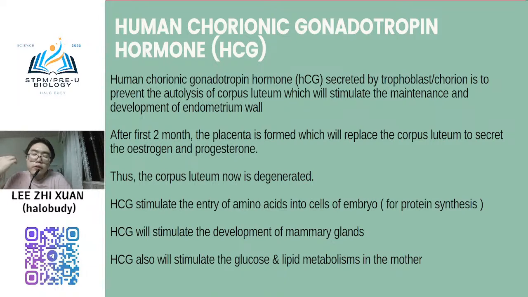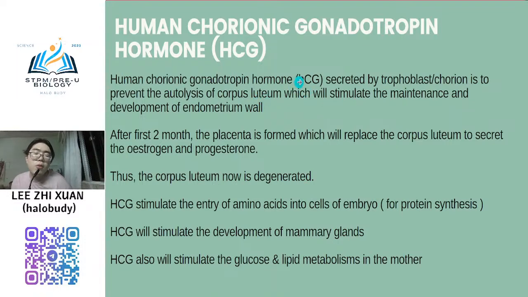Because of the presence of HCG hormone, your corpus luteum can still maintain its structure, so that it can maintain the function of secreting progesterone and estrogen to maintain the development and thickness of the endometrium wall. Normally this occurs in the very earliest stage, the first 2 months. After the first 2 months, the placenta is already formed, right? The placenta is developed from the trophoblast too. Once the placenta is formed, it takes over the function of the corpus luteum to secrete estrogen and progesterone, so the corpus luteum is now useless. The mother doesn't need the corpus luteum anymore, so it will degenerate.